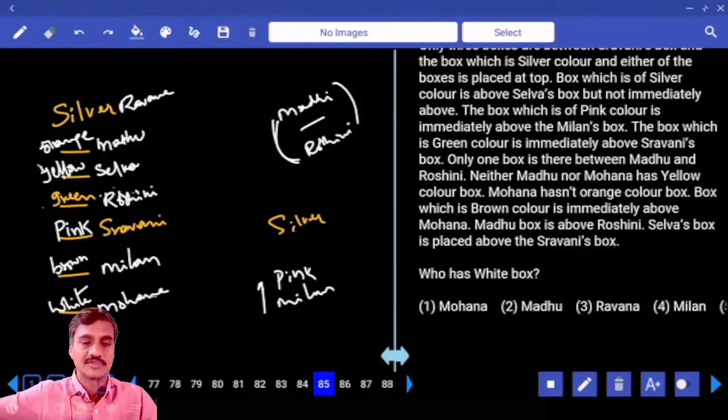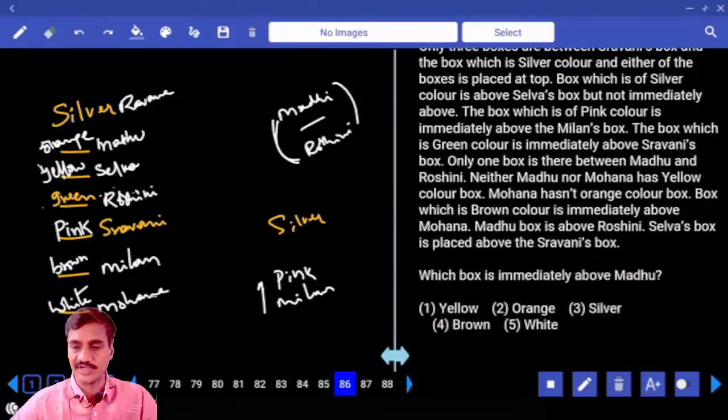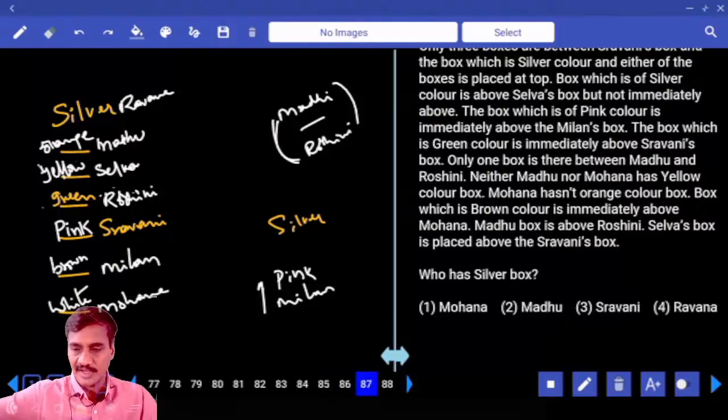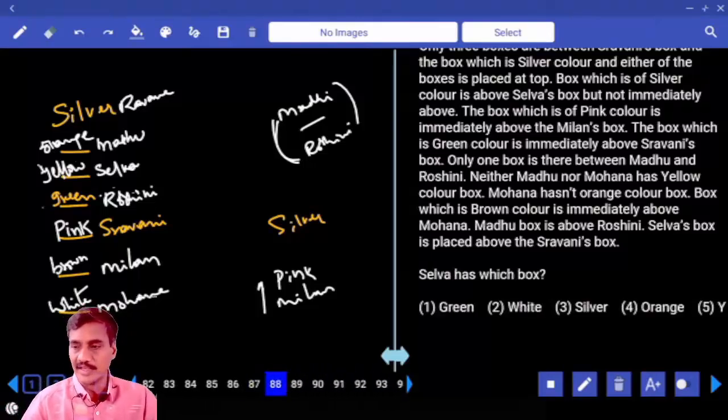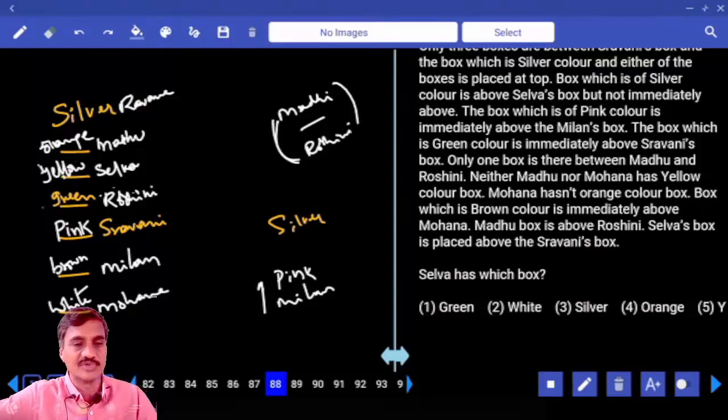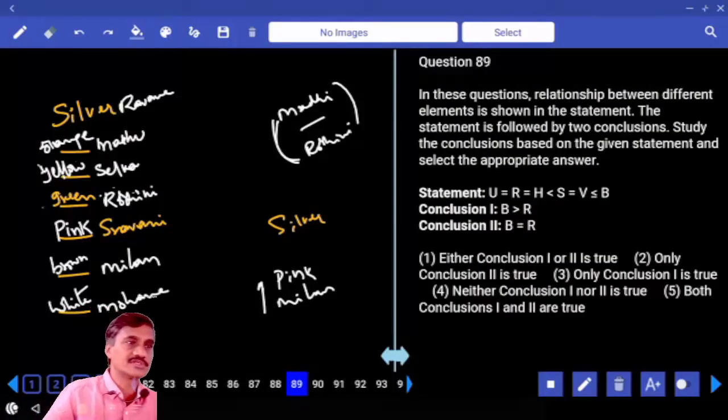And who has the white box? The one who has the white box is Mohana, choice 1, question 85. And which box is immediately above Madhu's box? Immediately above Madhu's box, silver, that is Ravana. Silver, choice 3. And who has the silver box? The one who has the silver box is Ravana, that is choice 4, question 87. And coming to 88, Selva has which box? Selva has yellow color box, that is choice 5, question 88. Done with this? Now this is about the reasoning part.